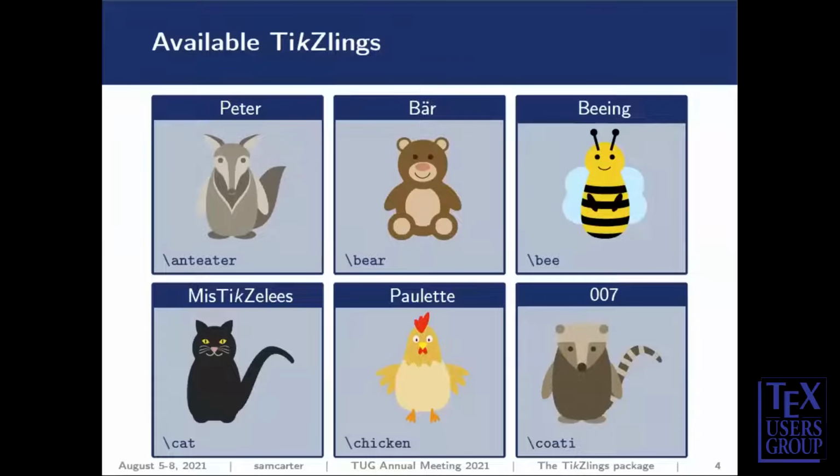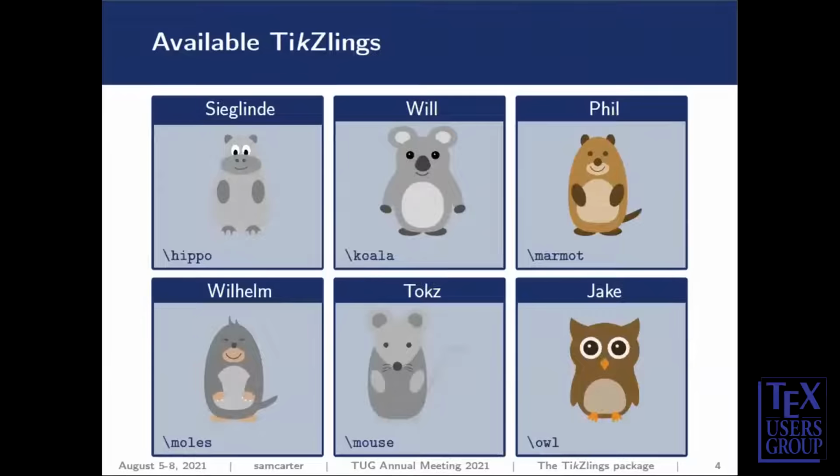Let me now introduce you to all the currently available TikZlings. Each one of them has a name that was either chosen by the person who suggested the animal or has some other connections to it. Here, I would like you to meet Miss Tixelos the cat and the coati 007, which is named after a coati in the Mönchengladbach Zoo. There's also Will the koala, named after a LaTeX developer from Down Under, and the old Jake, one of the magicians who can draw anything in TikZ.